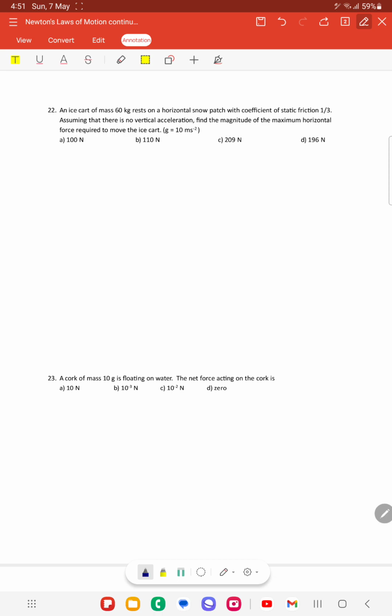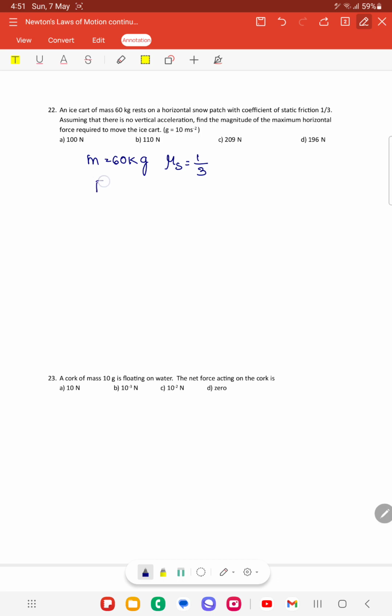Question number 22. An ice cart of mass 60 kg rests on a horizontal snow patch with coefficient of static friction 1 by 3. Assuming that there is no vertical acceleration, find the magnitude of the maximum horizontal force required to move the ice cart. So we have the mass of the ice cart, which is given as 60 kg, and the coefficient of friction mu s is 1 by 3. Find the magnitude of the horizontal force required to.